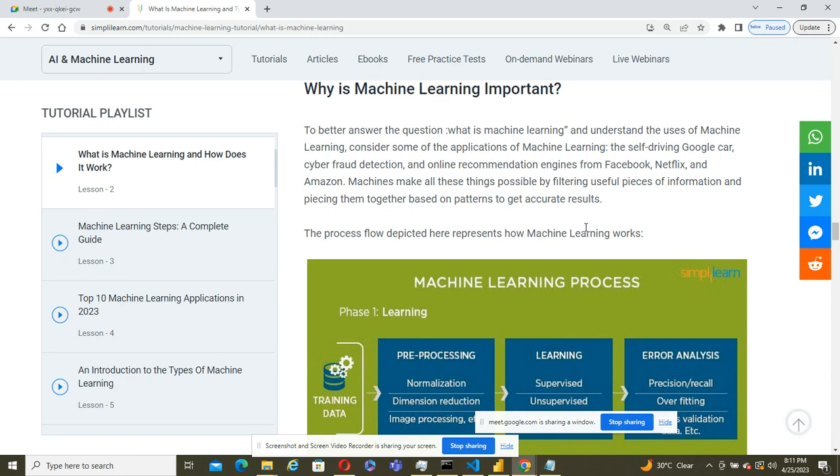Now the next one is online recommendation engines, as I said earlier when we started, from Facebook, Netflix, Amazon, and these tech giants. Netflix is one of the common examples, and even YouTube uses it. When you watch some particular videos most of the time, the next time they will change your feed to your preference. They use these suggestions. So machine learning actually helps in all of these.